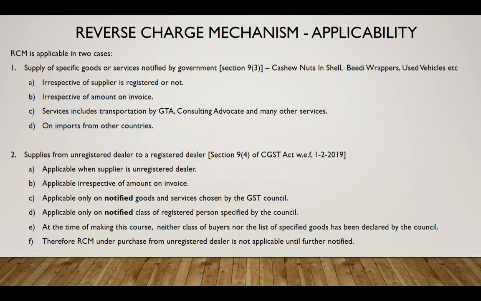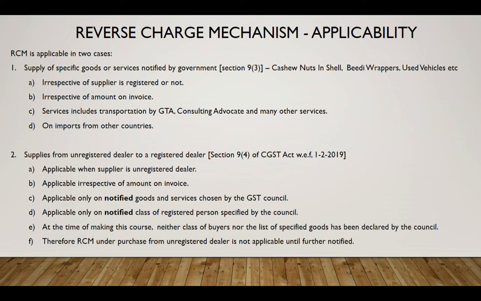Irrespective of whether the supplier is registered under GST or not, whenever you buy the specified goods or avail those specific services, tax must be paid under reverse charge mechanism. And any kind of imports from other countries requires the buyer to pay GST under reverse charge. So these are the cases defined under subsection 3 of section 9 where reverse charge mechanism would apply.